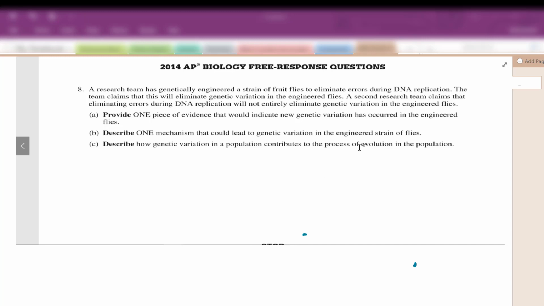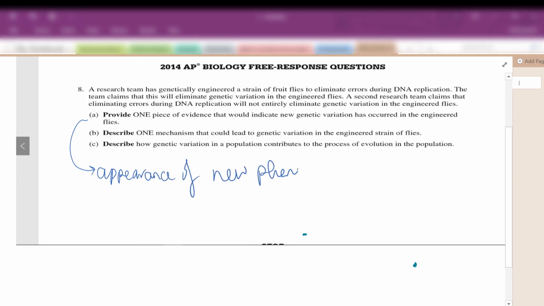The easiest thing to think about is the appearance of new phenotypes. For example, if the flies were engineered to have red eyes and suddenly later on they start having black eyes after several generations, then we know that genetic variation has occurred. So this is very big evidence that it has occurred. So it's literally enough to write the appearance of new phenotypes or the appearance of new genotypes, different amino acids or different sequences in general.